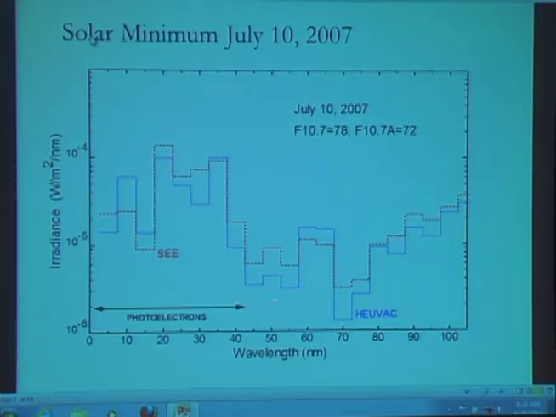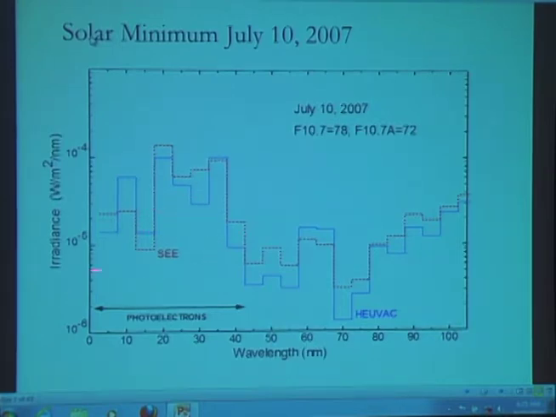Point out that this region here is the important region for creating energetic photoelectrons, electrons with energies greater than about 10 electron volts. So this is a very important region for photoelectrons, and photoelectrons are very important for creating the E region. So it's very important to get this right. The original AE measurements had problems down in this region.